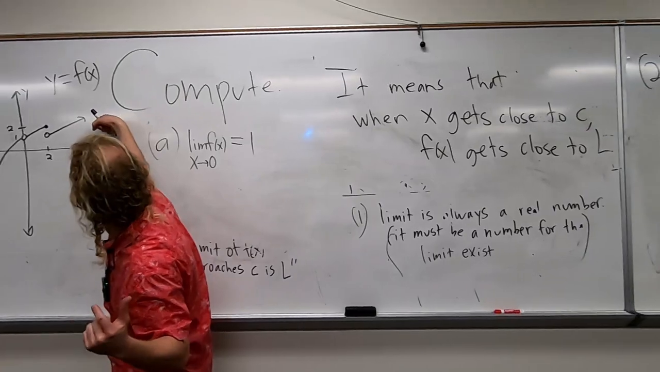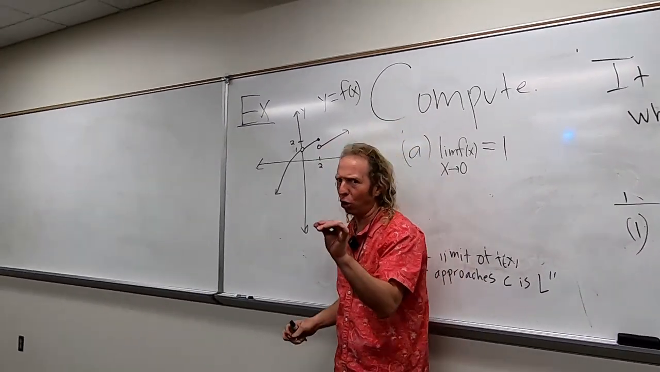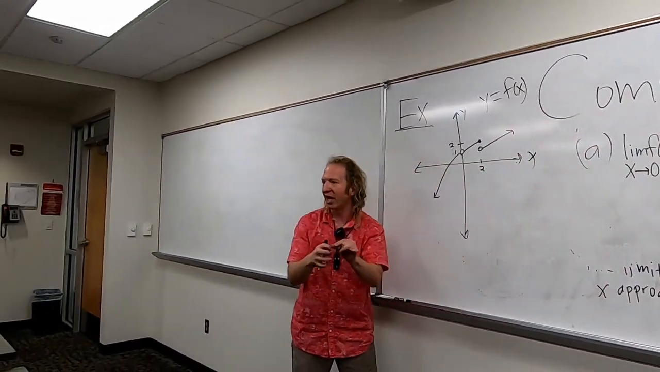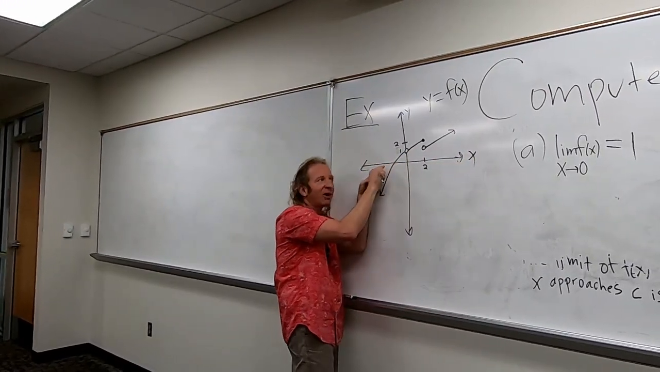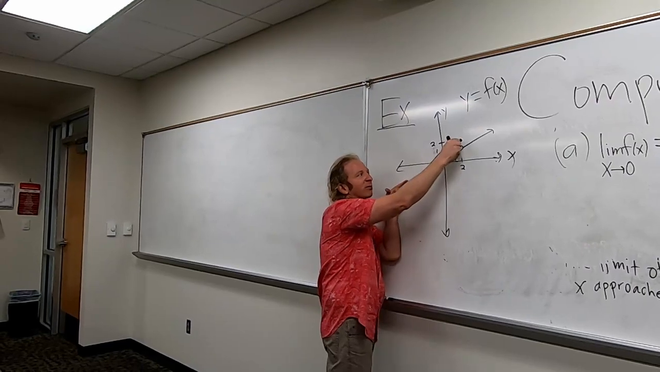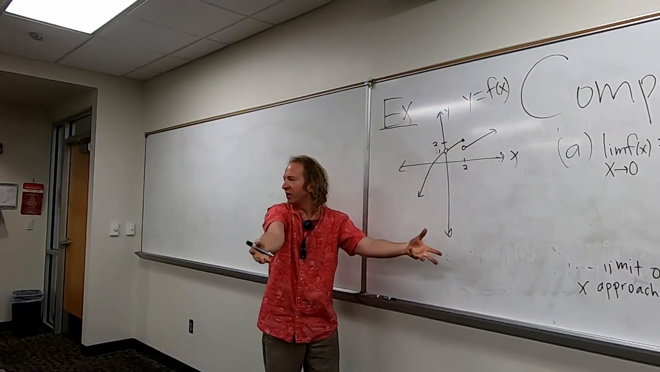If you're approaching this way, it's going to mess up. No. You got to be close, right? Get as close as you possibly can, right? So just be close. Don't look over here. Just focus on 0. Right? So from the left, we get 1. From the right, we get 1. Therefore, the answer is 1.